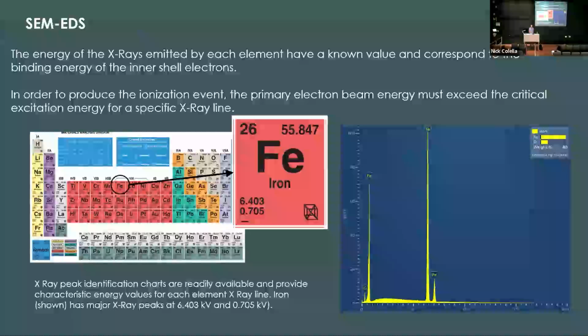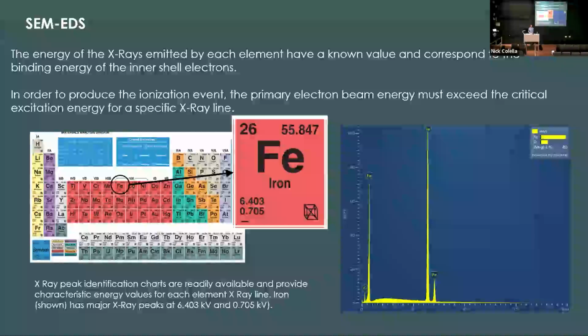So when we produce X-rays by hitting the sample with the electron beam, they will be characteristic to the element and to the specific vacancy that was created. These are called characteristic X-rays because they have a known energy, and if we can measure the energy and the intensity, then we can work backwards to figure out what element is present in our specimen.